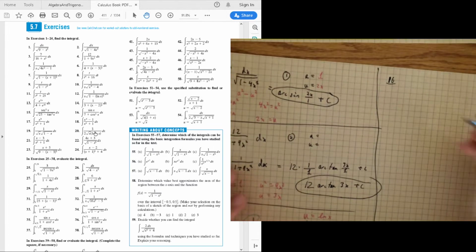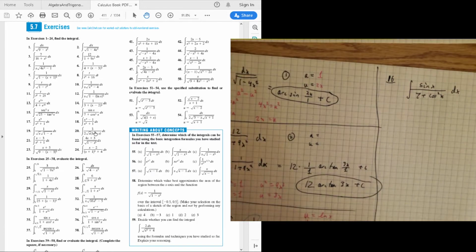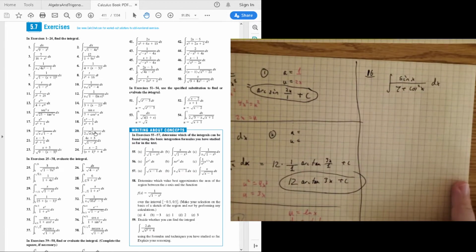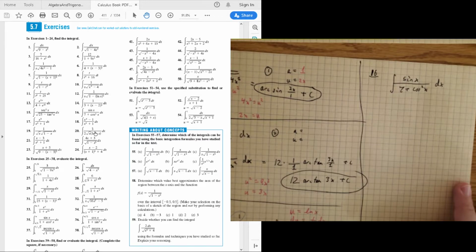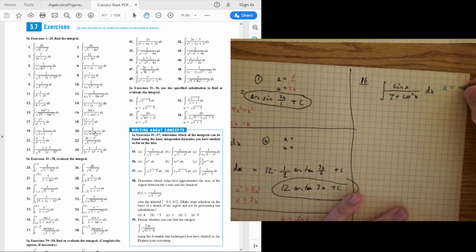We have the integral of sine of x over 7 plus cosine squared of x dx. Okay, at this point, you may be looking at this and going, well, this doesn't really fit any of our forms. Well, that's not quite true, because if I choose a u, I can do a u substitution, and the u I'm going to choose is cosine of x.